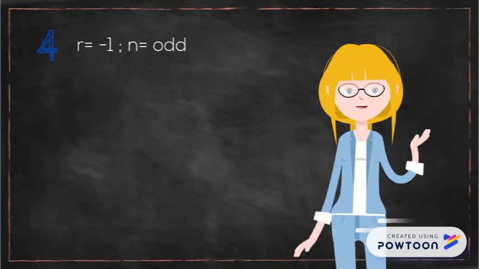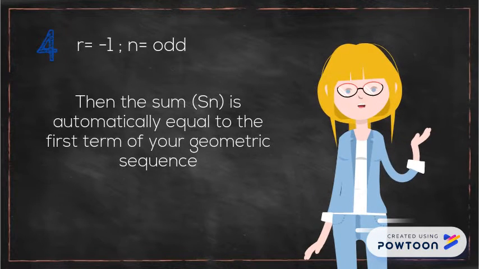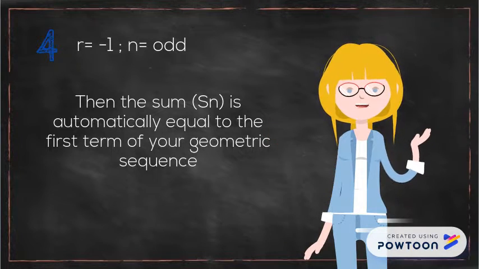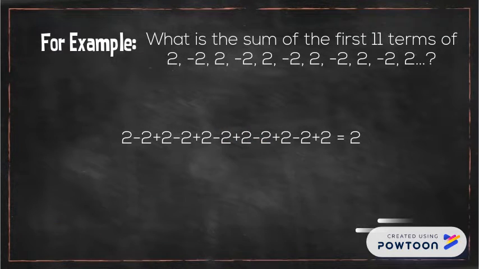Condition 4. If r is equal to -1 and n is odd, then your sum will automatically be equal to the first term of your geometric sequence. For example, what is the sum of the first 11 terms of 2, -2, 2, -2, and so on and so forth? Adding and subtracting them to one another, you will get the first term of this geometric sequence.